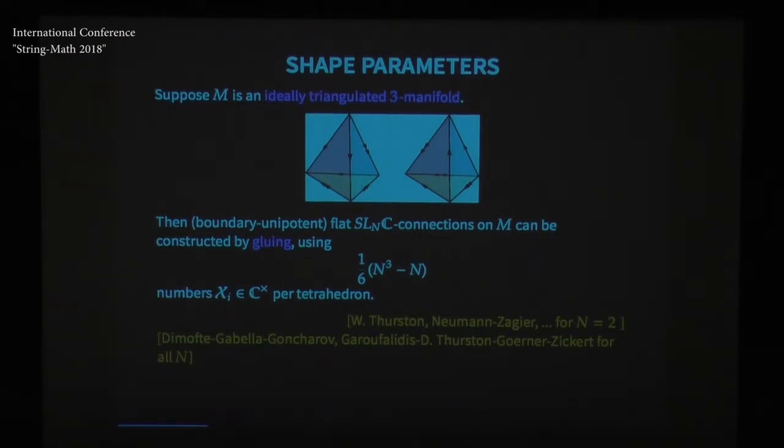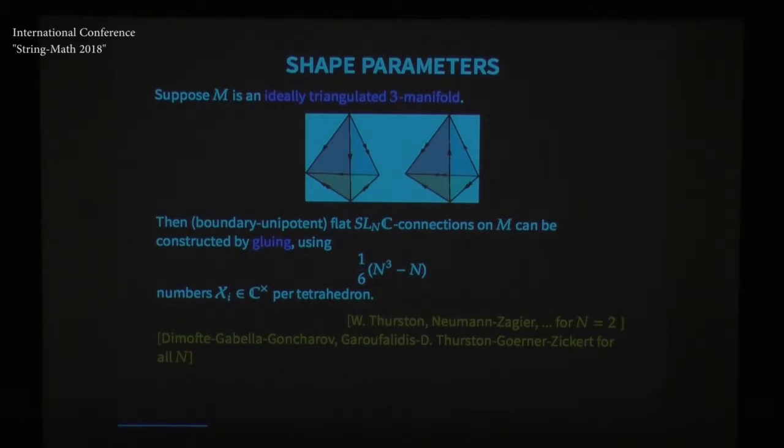The data that you need in order to construct the connection is a bunch of numbers in each tetrahedron. These numbers xi are called the shape parameters, and there are this many of them in each tetrahedron. So for example, if n is 2, if you want to make an SL2 connection, you just have to put one number in each tetrahedron. This construction has been studied a lot. For n equals 2, it's a classical story, first developed by Bill Thurston. And then more recently for all n, there's work of Gaiotto, Moore, Neitzke on Abelianization, and Garoufalidis, Dylan Thurston, Zickert, and Dimofte.